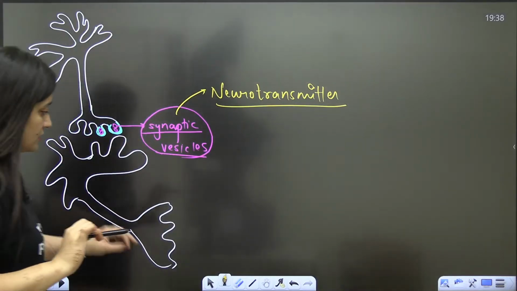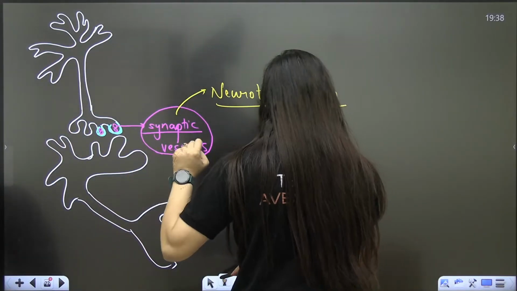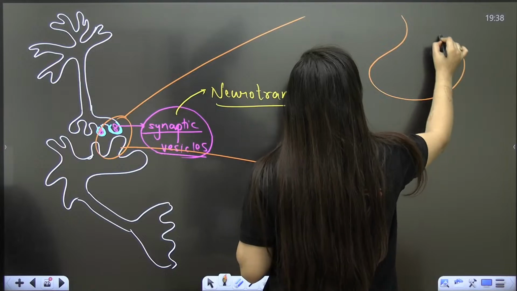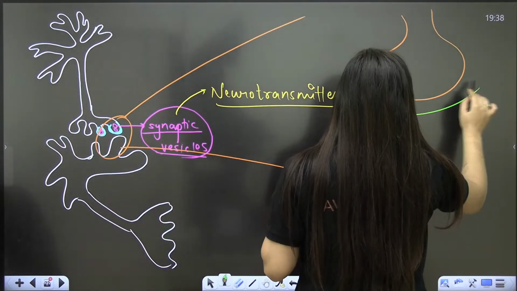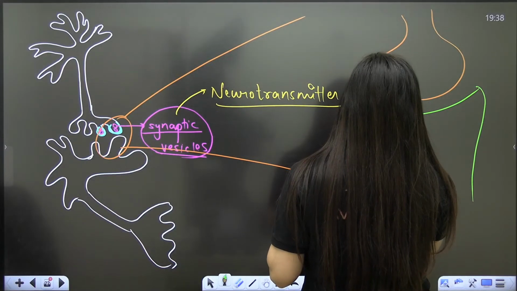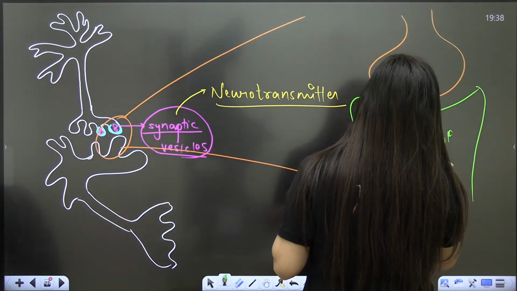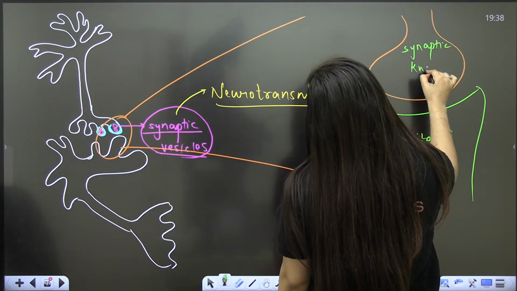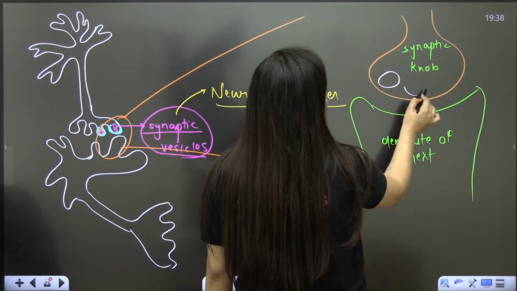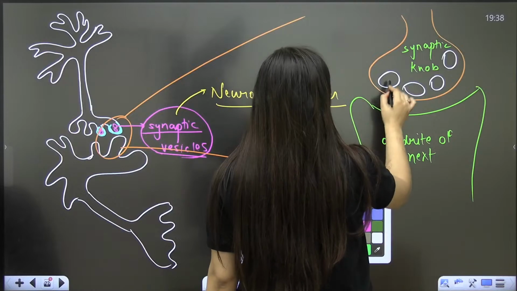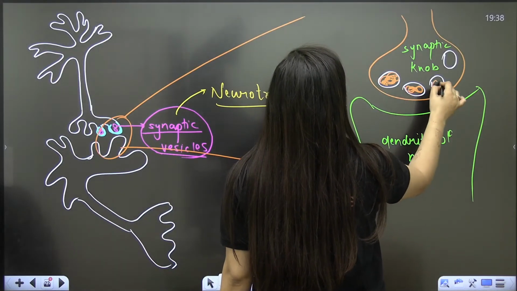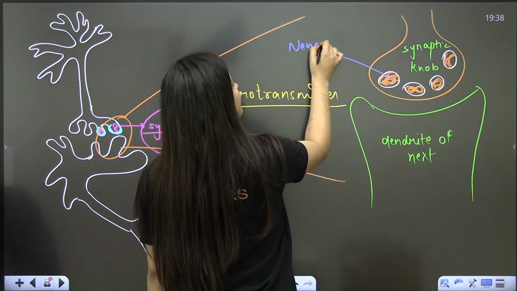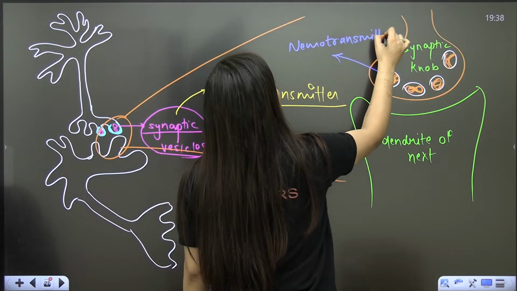Neurotransmitters are present there. Okay, so there are two things. Say this is the first neuron, this is the next neuron. Let's say this is the ending of one neuron, and here this is the dendrite of the next neuron, and this one is the synaptic knob. Here you are going to see the chemical messengers. And those chemical messengers are having the neurotransmitters.